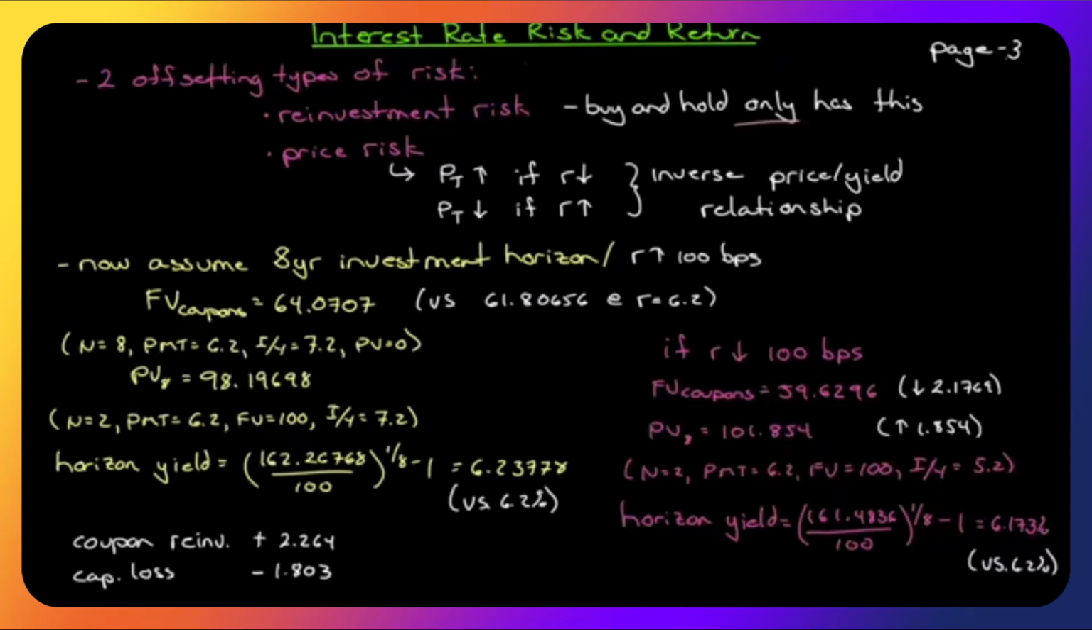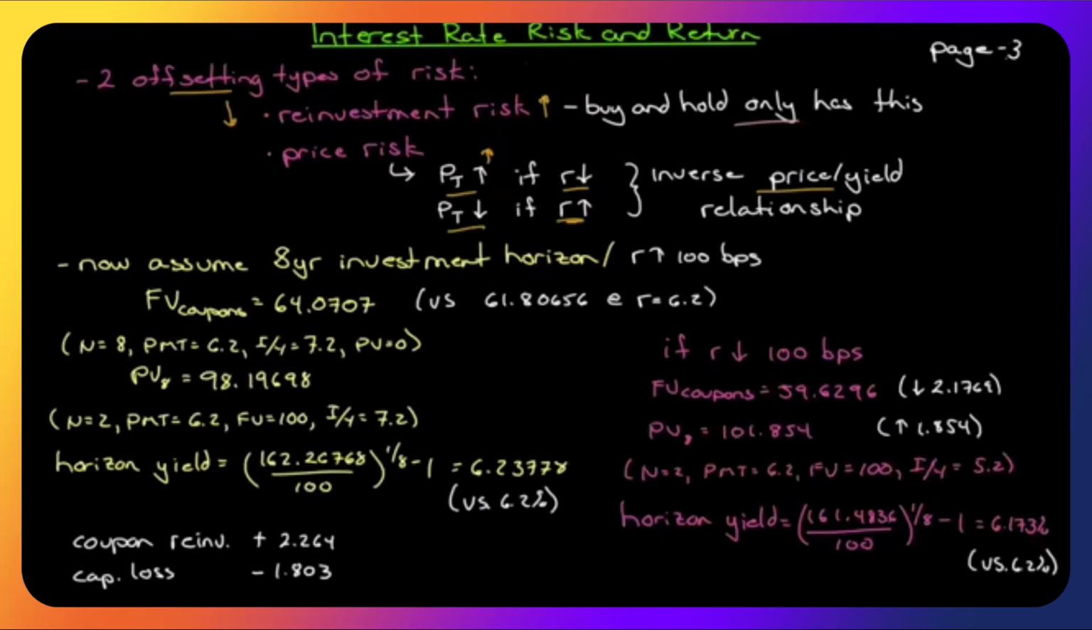So reinvestment risk will move in the direction of interest rates. Higher interest rates, higher reinvestment income. Lower interest rates, lower reinvestment income. Price risk works in the opposite direction. If interest rates drop, the price increases. So our reinvestment coupon drops, but our price increases. That's why we say they're offsetting types of risk. If interest rates increase, our price drops, but our reinvestment income increases. For prices, yield down, price up; yield up, price down. This is the standard inverse price-yield relationship we find with bonds.